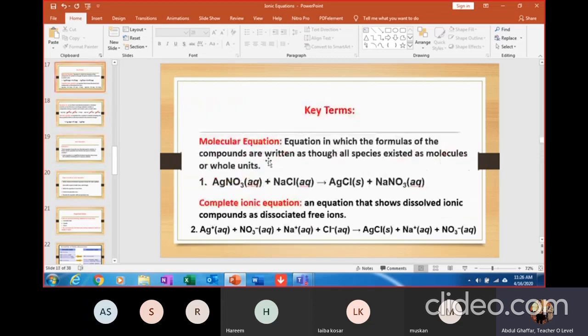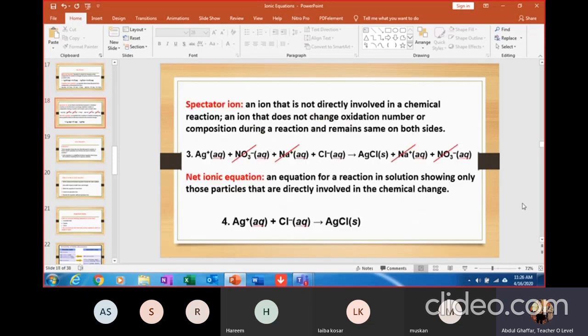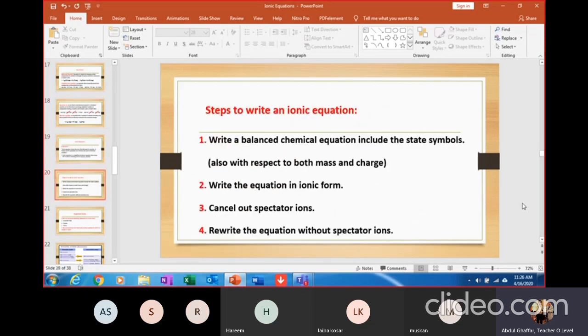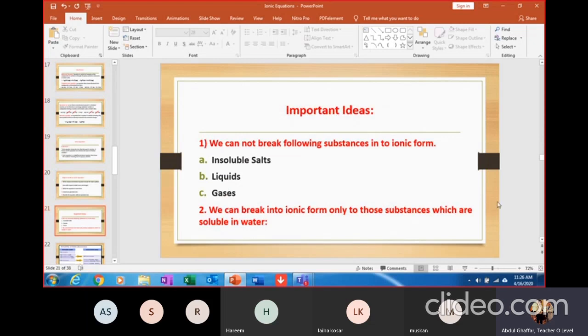Look at this one. This is an insoluble salt, silver chloride. It is in the solid state, so we have not converted it into ionic form. It is the same in the solid state, right? So insoluble salts cannot be broken down into ionic form.